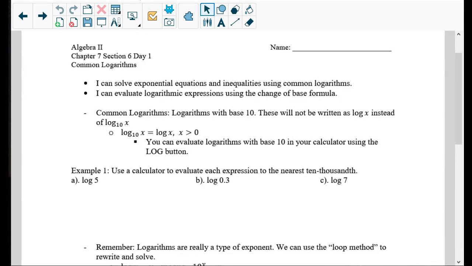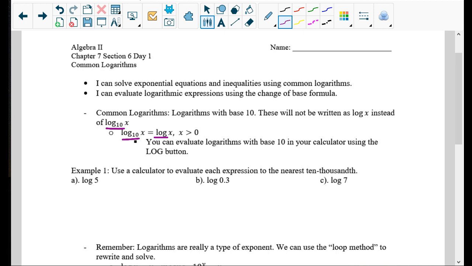Section 7.1, day 1, common logarithms. The logs we've been dealing with are not common logs. The common log is log base 10. If we have a log base 10, we typically don't write the base, they just write log. So when you see log 5 here, like in example 1, that's the common log. That's log base 10, and that's the log that you find in your calculator.